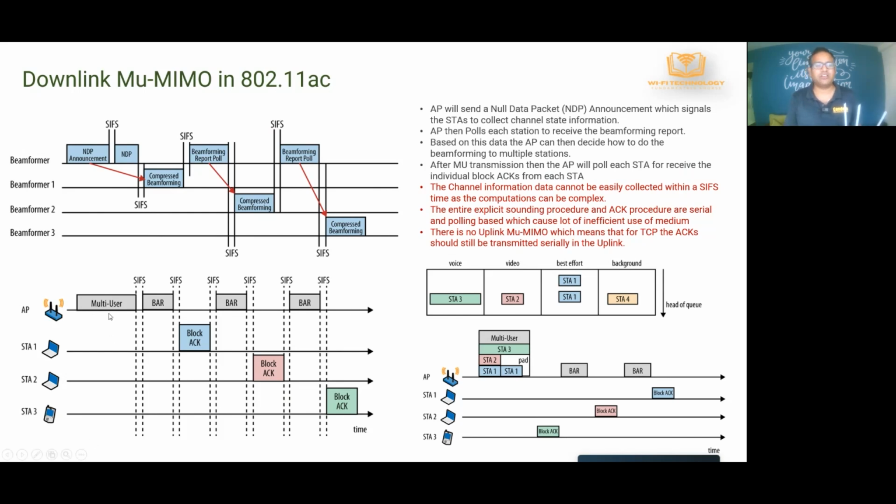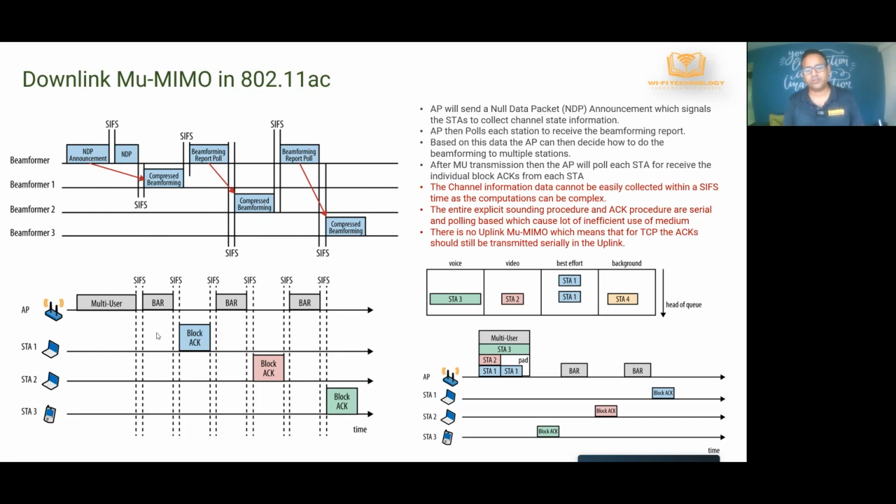So let's assume that there are at least 4 stations, and all 4 stations are orthogonal to each other, and the AP has buffered data, right? It has some data here for station 3, some data for station 2, some data for station 1, and so on. So it can pick the data from its respective queues and simultaneously transmit to multiple stations at the same time.